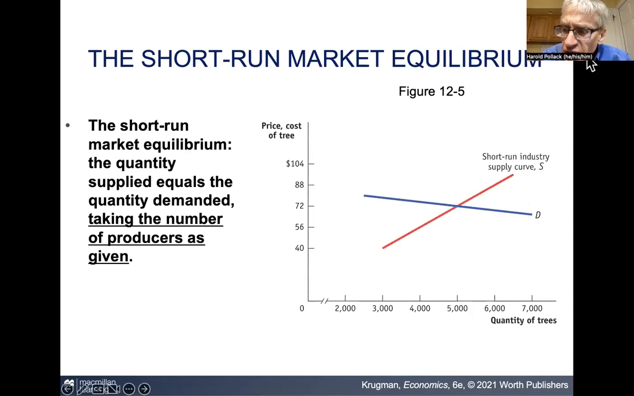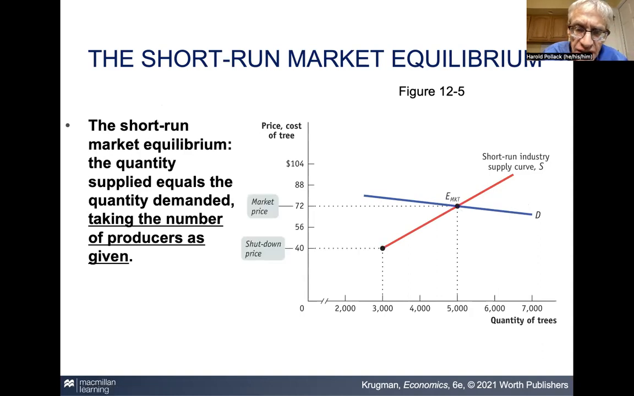So here's a short-run industry supply curve. There's a demand curve. There's a shutdown price. There's a market price, etc.